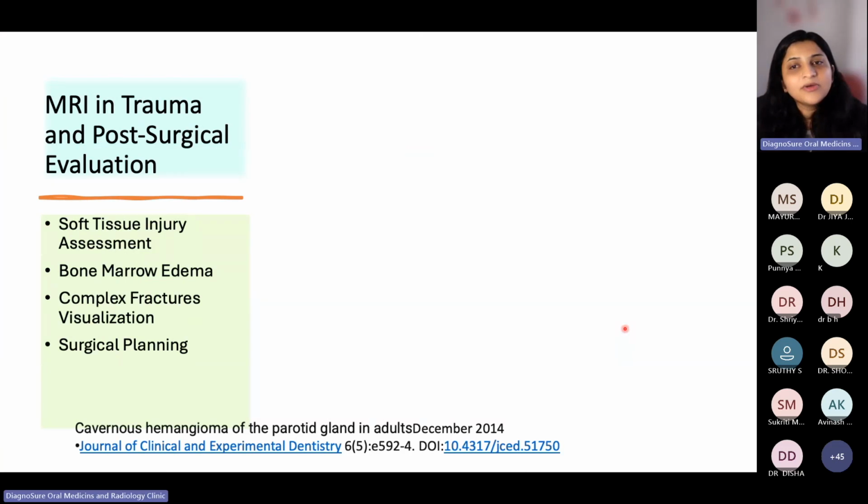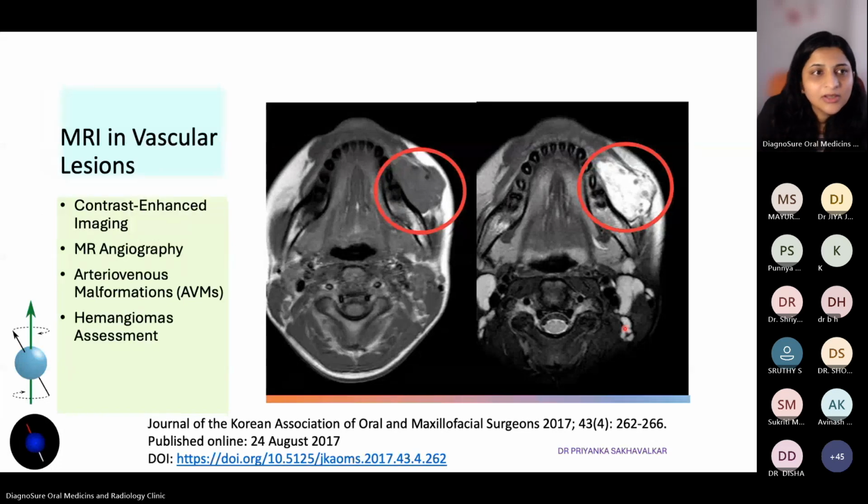Now, even in cases of maxillofacial trauma, MRI can provide detailed images of soft tissue injuries and bone marrow edema, or generally it gives better visualization of soft tissues. What is the extent of damage? If there are any potential complications, or if there are any foreign objects, MRI can give us this information.